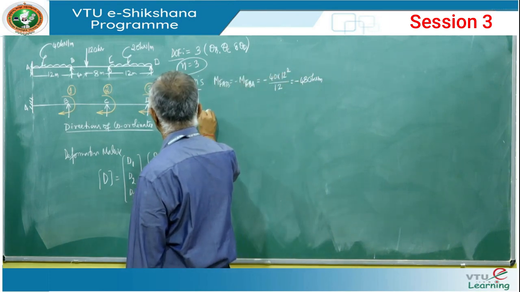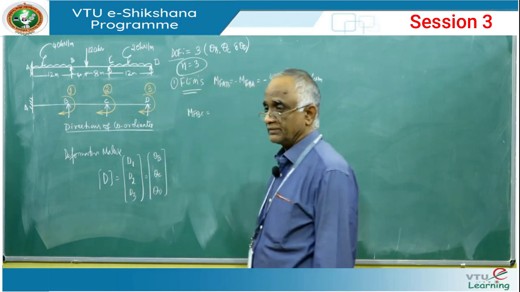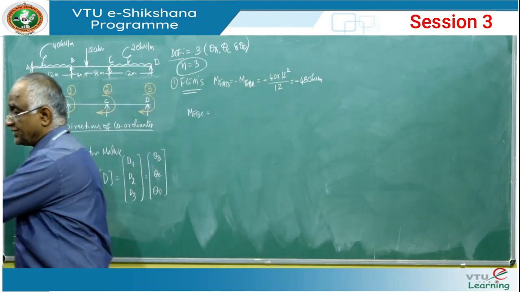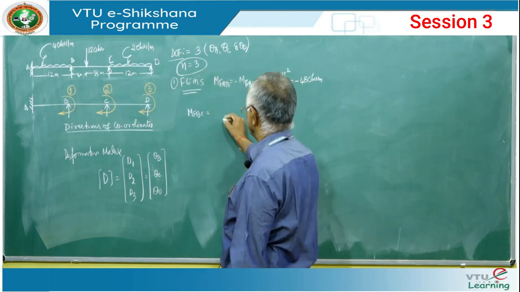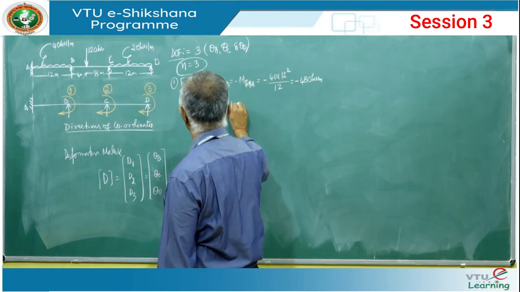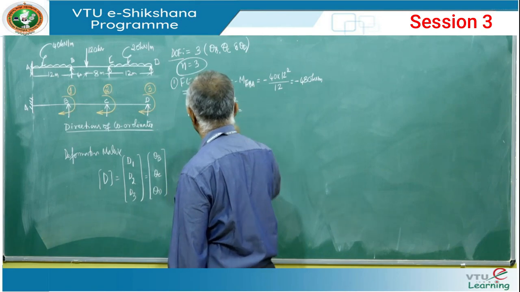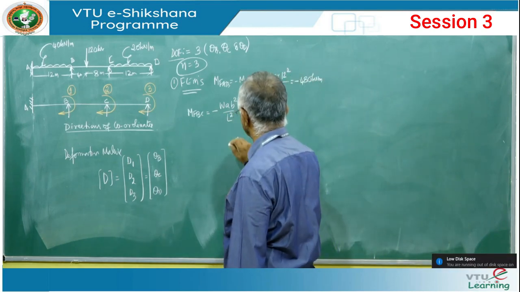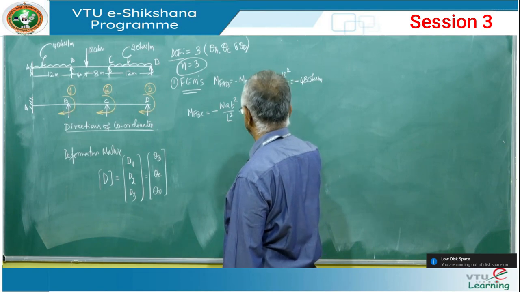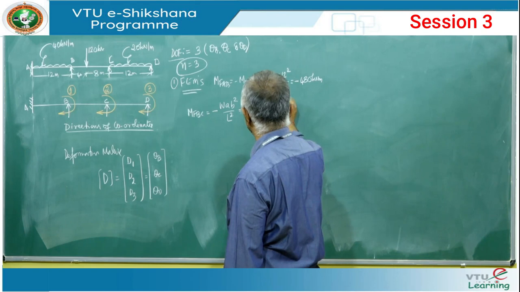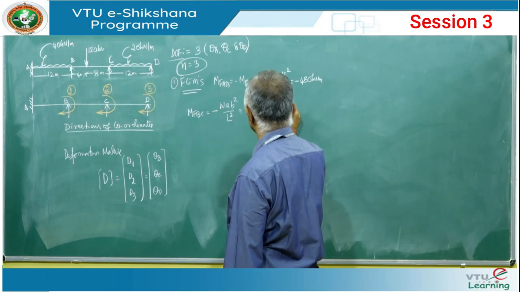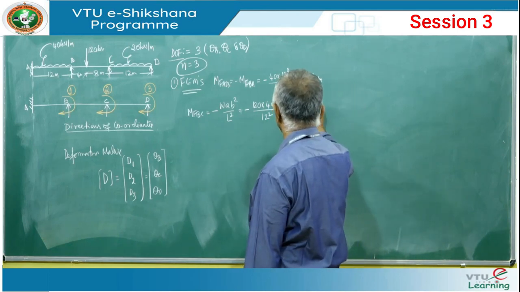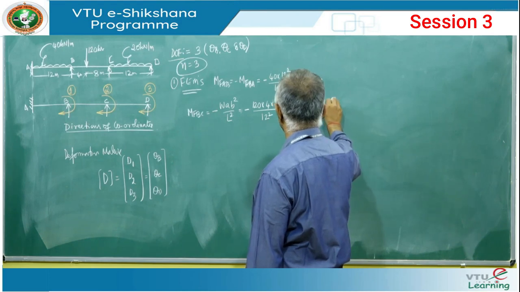Coming to the next span, MF BC is separate from MF CB because there is unsymmetrical loading on the span BC now. So MF BC is equal to minus W a b square by L square. All these things you are well versed with. In chapters 1, 2, 3, all the chapters we require these terms. Minus, W is 120, a is the left hand side distance, b is 8, square, divided by 12 square. It comes to around 213.333 kilonewton meter.